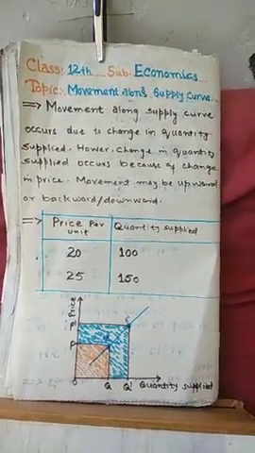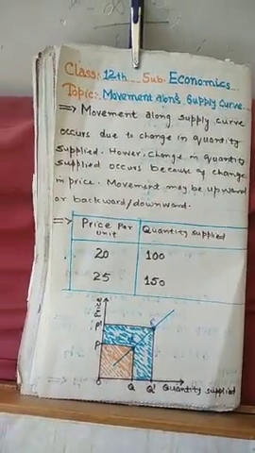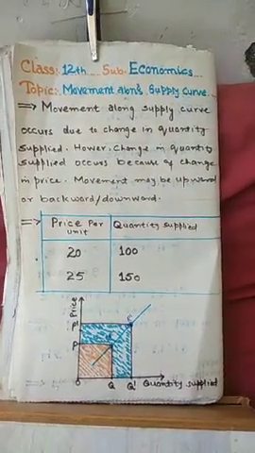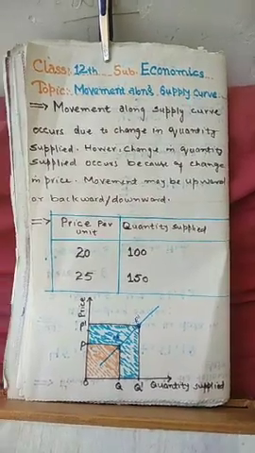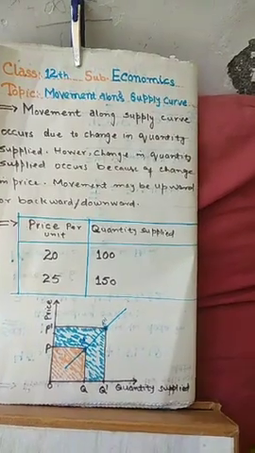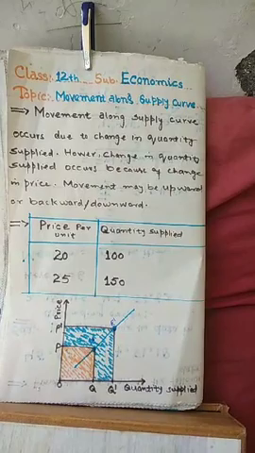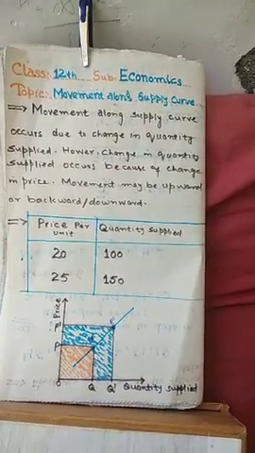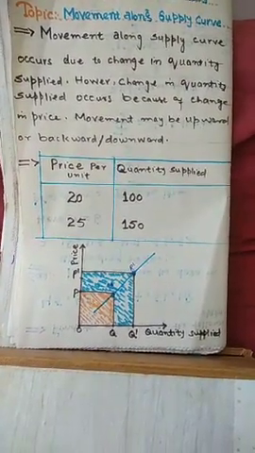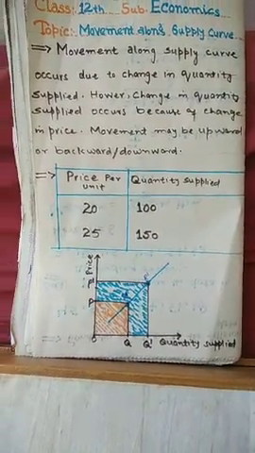So dear students, we may say that when quantity offered for sale increases with rise in price, it is a case of extension of supply. However, when the quantity offered for sale decreases because of fall in price, it is a case of contraction in supply. Now dear students, I have explained this movement along the supply curve with an example.